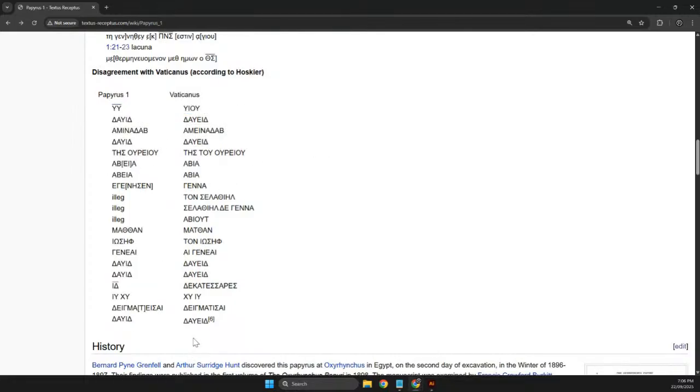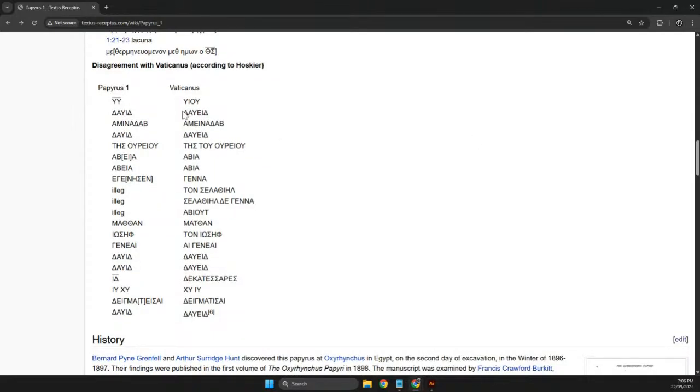So Hoskia talks about this as well. Oh, that's interesting, because Vaticanus spells it like this. So he's saying, look, it's not really a Vaticanus reading. It's not agreeable with the TR or Vaticanus.